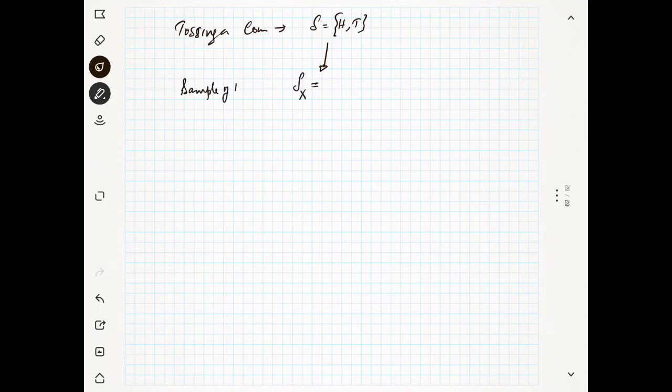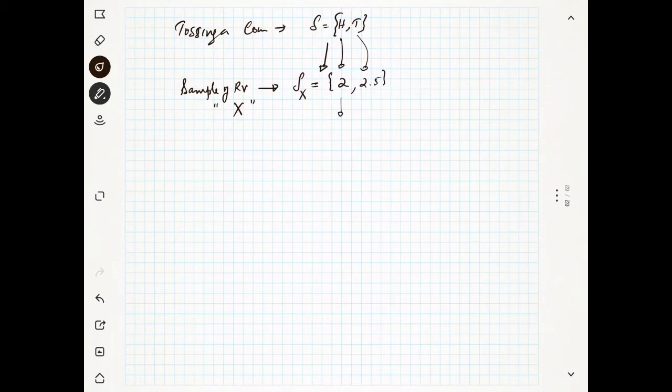Tossing a coin. I have a sample space which is head and tail. But I am defining a random variable. This is the sample space of the random variable. What is my random variable? Here X is my random variable. Capital X is used to denote the random variable in general. If I get the head, I am mapping it to the point 2. If I am getting a tail, I am saying I have 2.5.